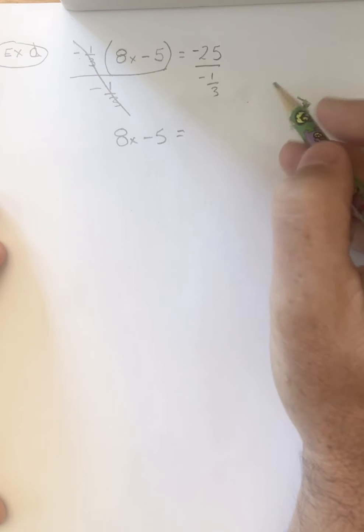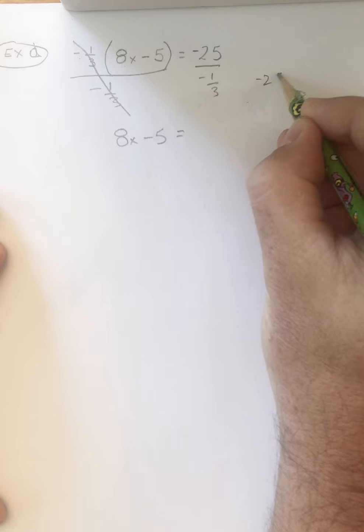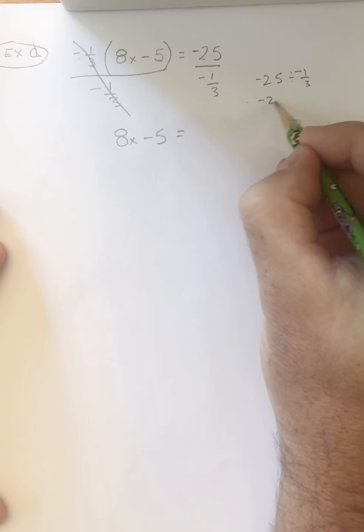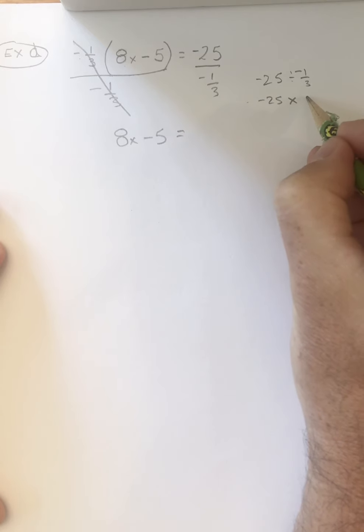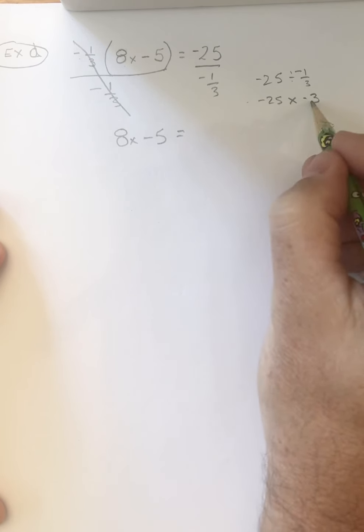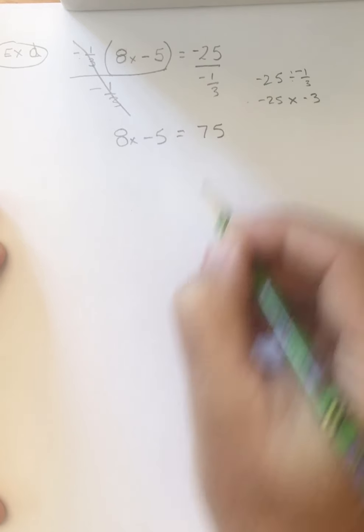Negative 25 divided by 1/3. Let's see, that's negative 25 divided by negative 1/3. That's really negative 25 times its reciprocal. That's negative 3. Oh, that's 75. Negative times negative, that's 75.